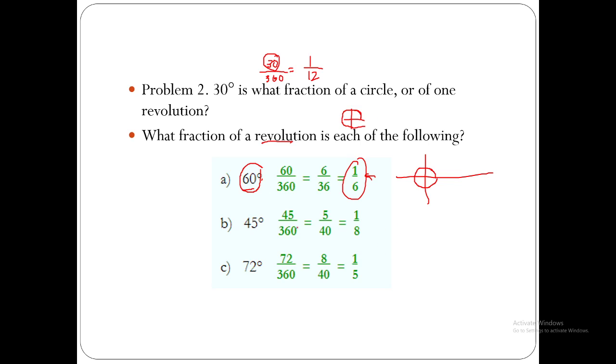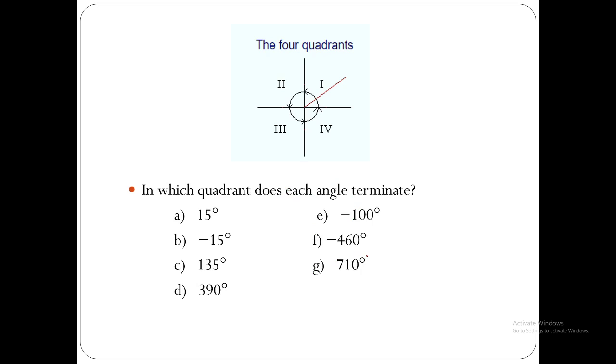Okay, we have 45 degrees. So, 1/8 of the revolution. And 72 degrees is 1/5 of a revolution. So, in the Cartesian plane, let's review the 4 quadrants.